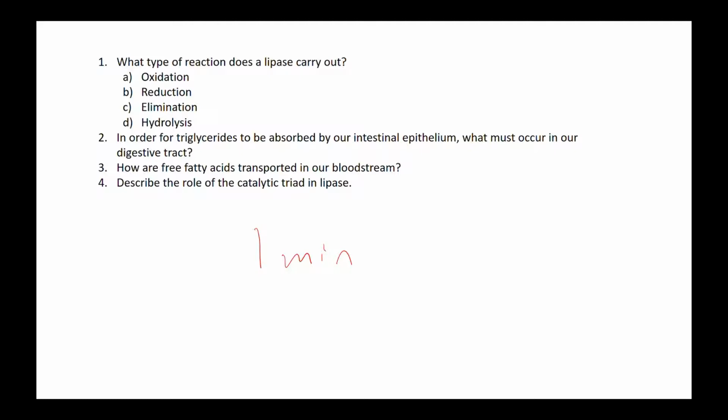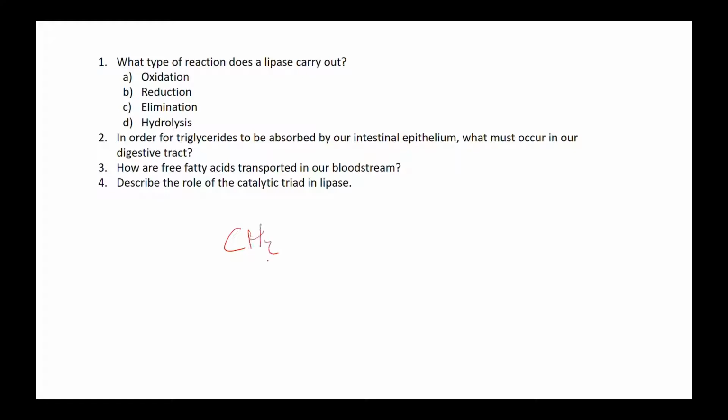All right, you guys, I'm back. Hopefully you guys got through most of these. All right, so let's talk about them. Obviously there are several questions on here about lipases. So let's start off our explanation by talking about what a lipase is.